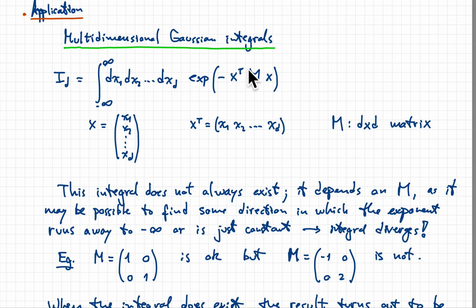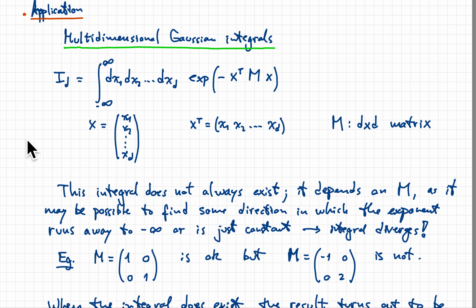So then this product is perfectly well defined, and it's basically some quadratic linear combination of the x's with themselves. Now, this integral doesn't always exist. It depends on which M. Of course, if we're in one dimension, the only way in which this integral exists is if M is a positive number. So then we have a nice Gaussian decay, and then the integral converges.